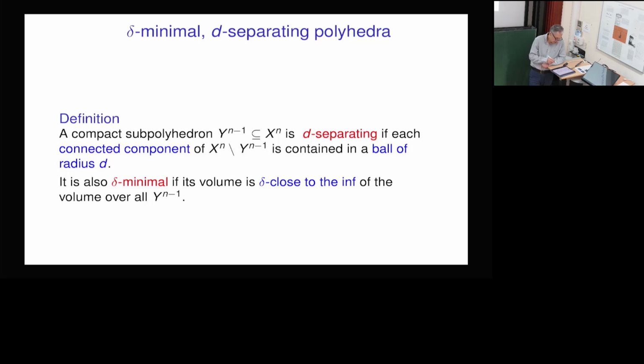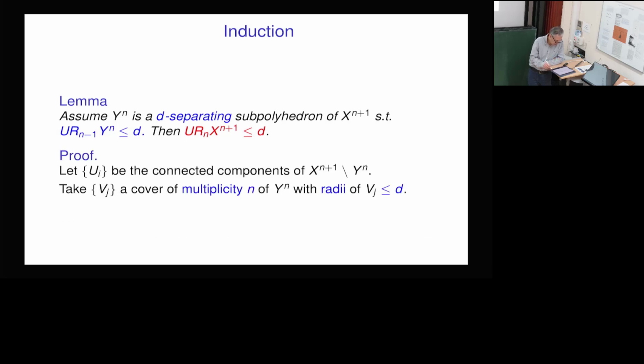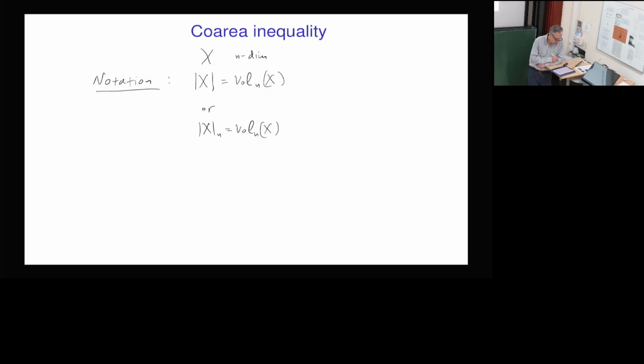Okay, so delta minimal means it's delta close to the infimum, and every time I can pick delta to be smaller and smaller so that things work out. Okay. And then I showed this last time, this lemma, so I can just do induction. If I know that I have a d-separated polyhedron with unison with D, then the bigger space also has unison with D. Okay, so keep that and I'm going to reprove it.